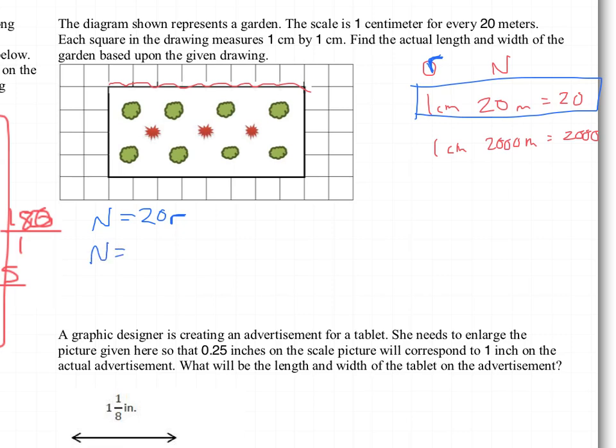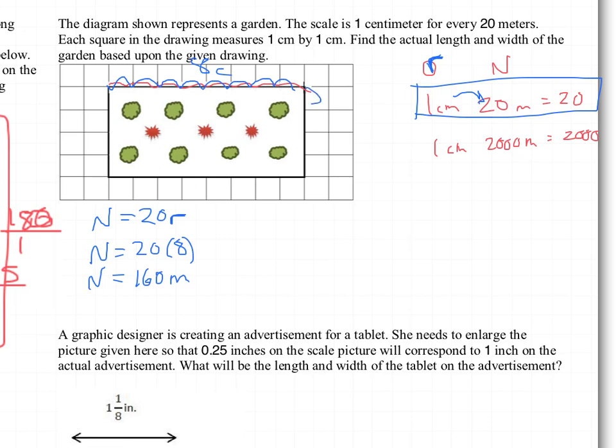Alright, so n is equal to, so when I look at this side, 1, 2, 3, 4, 5, 6, 7, 8, this is 8 centimeters. So I'm going to plug in 20 times 8. And this is going to tell me that this side of the garden is supposed to be 160 meters long. So again, remember, this moves us from centimeters to meters. So we need to get those units right.